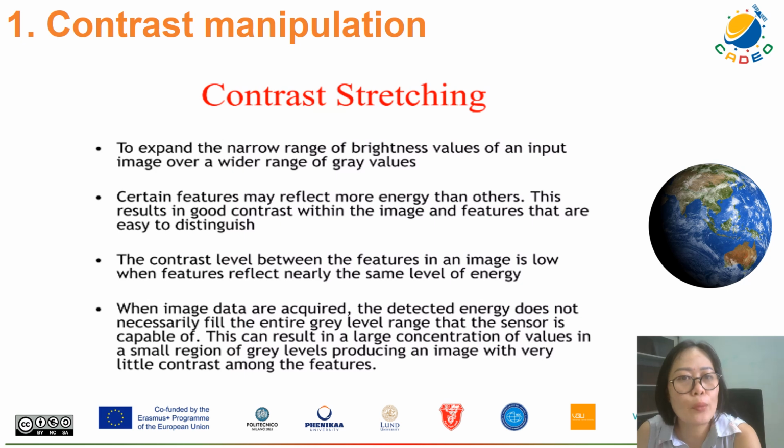The second contrast manipulation technique is contrast stretching. This technique expands the narrow range of brightness values of an input image over a wider range of grade values. Certain features may reflect more energy than others, and this results in good contrast within the image and features that are easy to distinguish. The contrast level between the features in an image is low when features reflect nearly the same level of energy. When image data are acquired, the detected energy does not necessarily fill the entire grade level range that the sensor is capable of. This can result in a large concentration of values in a small region of grade levels, producing an image with very little contrast among the features.